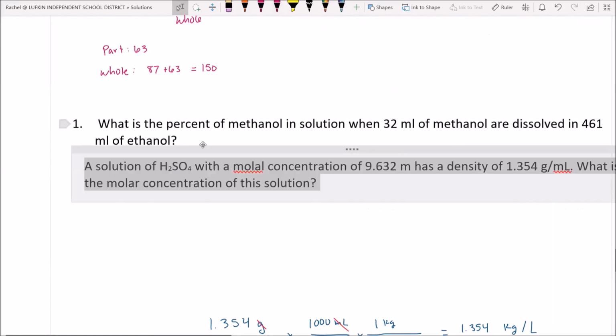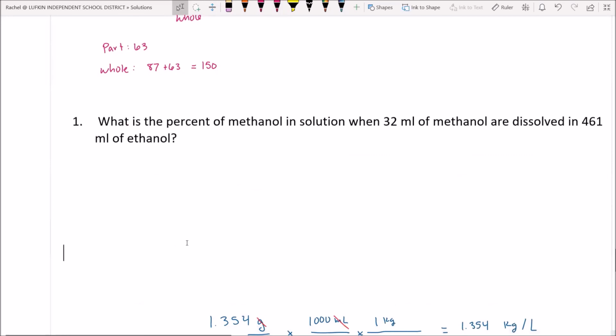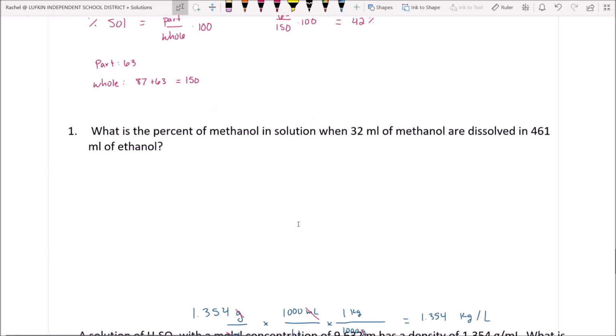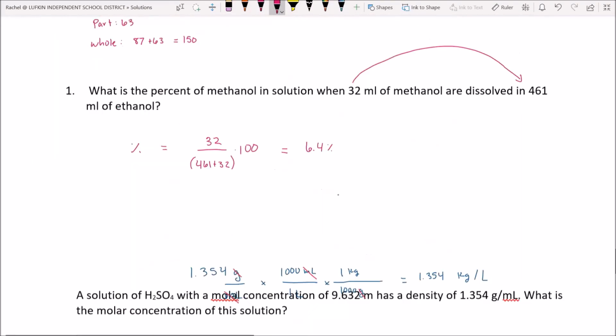All right, let's do this one and then we'll call it good. Okay, what type of problem do y'all think this one is? Percent, okay, perfect. So we're gonna do that again. So it'll be 32 divided by 461 plus 32, because again, it says the 32 is dissolved into it. So it's gonna go into the 461 times 100%. So what do y'all get? 6.4%. All right, so why don't y'all practice a little bit longer with the rest of the problems?